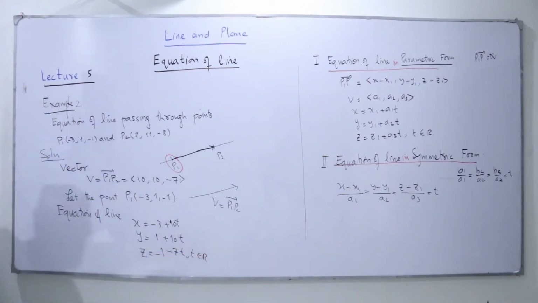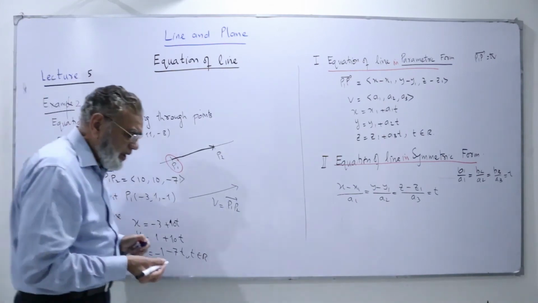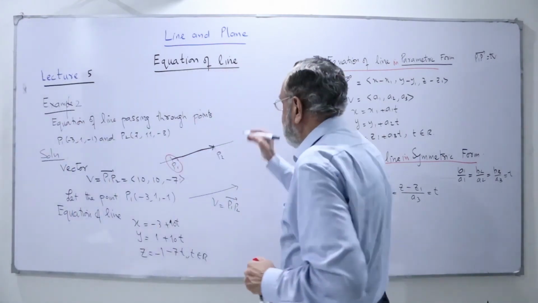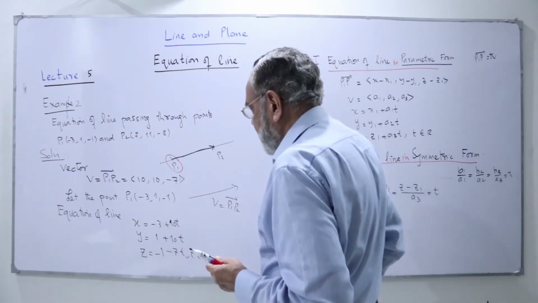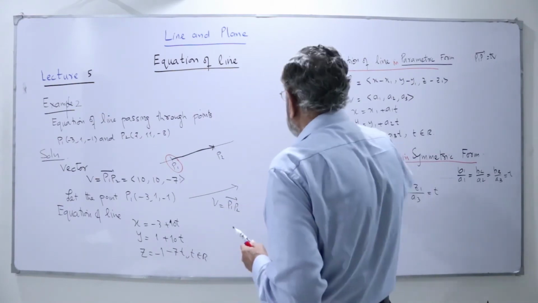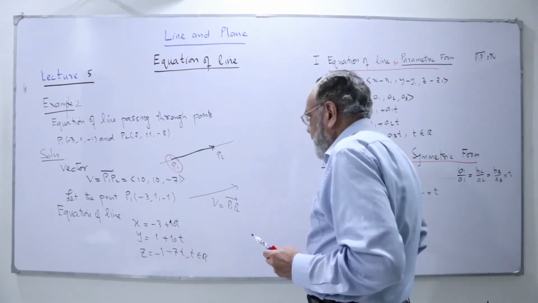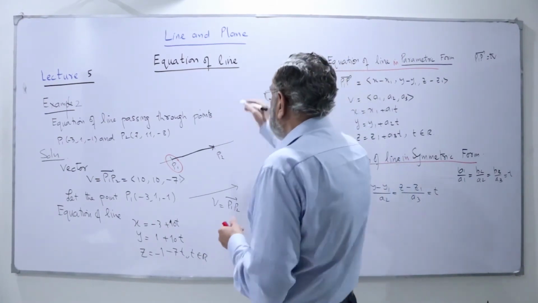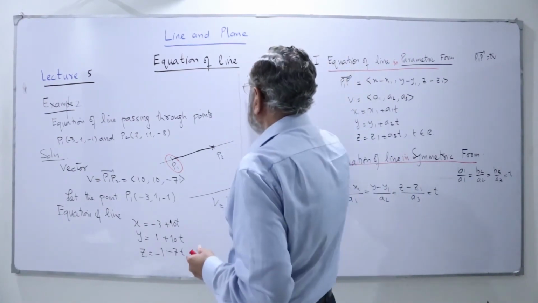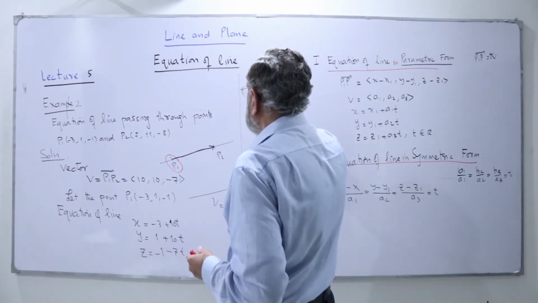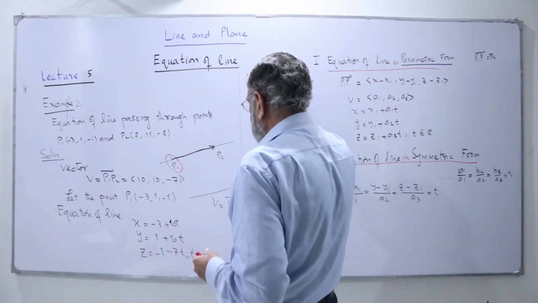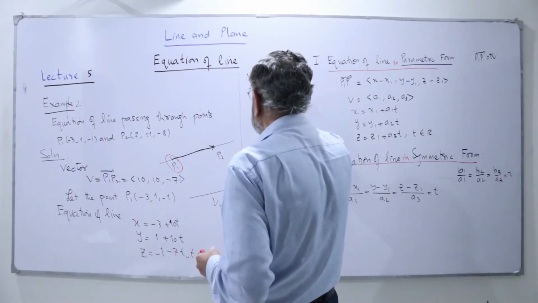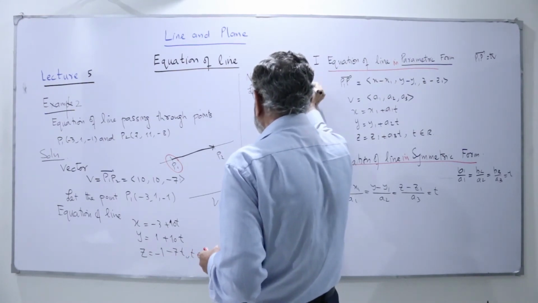So you can even take the other point P2, and we can write the equation of the line. Here the point is P2 instead of P1, and we have the vector here. So as a note, let the point be P2, and the coordinates of point P2 are 7, 11, and minus 8.